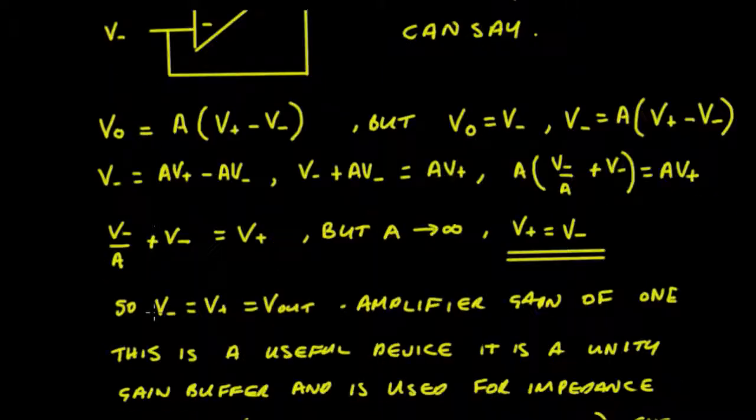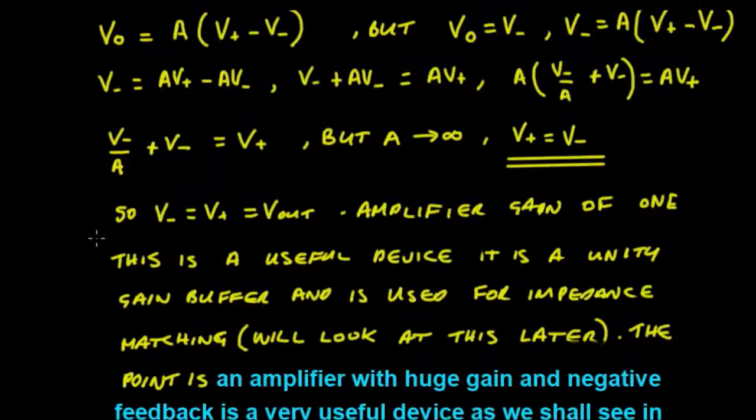So you can see here then that the main point is that the gain of this amplifier is so huge that if we say that the gain tends towards infinity, then we can say that this term here is going to tend towards 0. If this term tends towards 0, then the whole thing is going to tend towards V plus equals V minus. Okay, so that's a little derivation of what we have above.